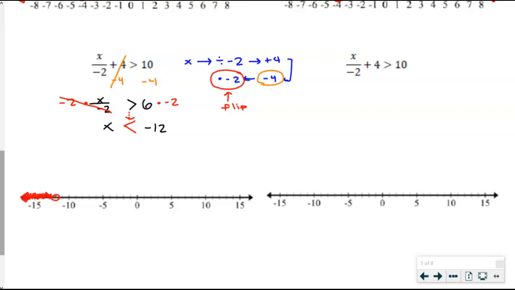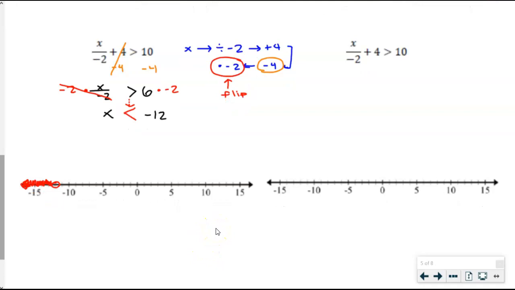Okay, voices off, please. Check your answer. Make sure you do both parts. Make sure you solve. You have your statement, x is less than negative 12, because I remembered to flip my inequality. I multiplied by a negative, so I flipped the inequality. I graphed it with an open circle, and I shaded all of the numbers that are smaller or less than negative 12. What questions do you have?